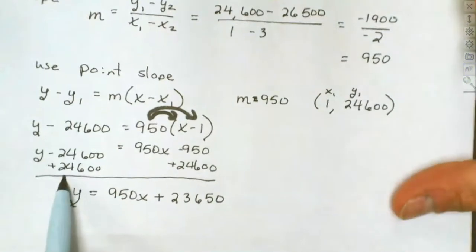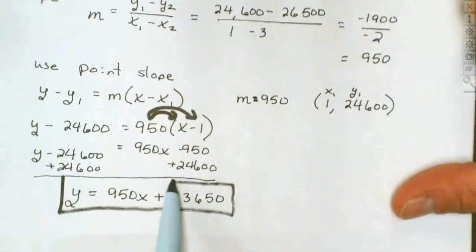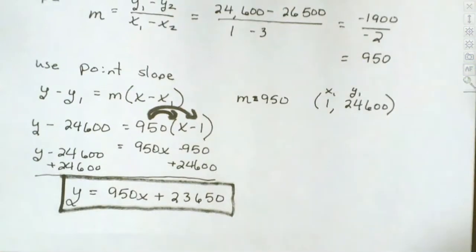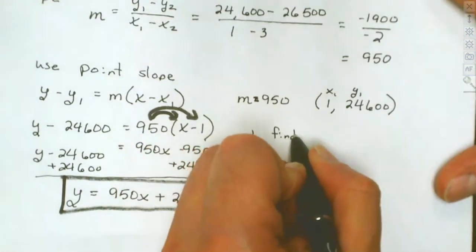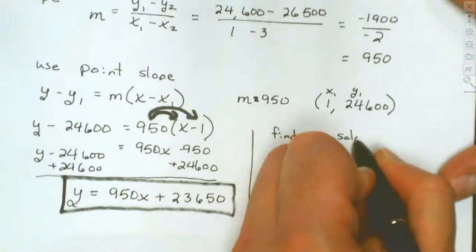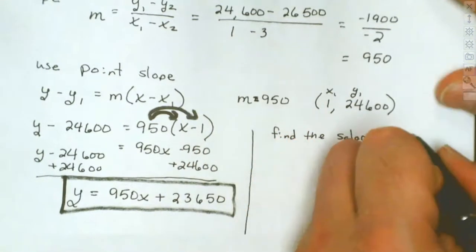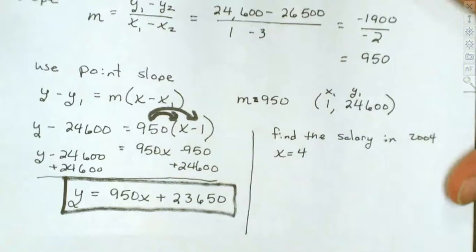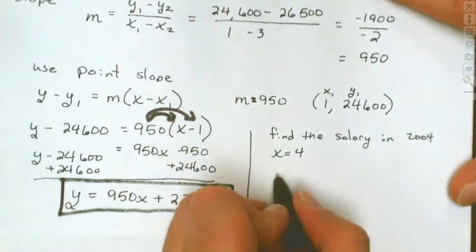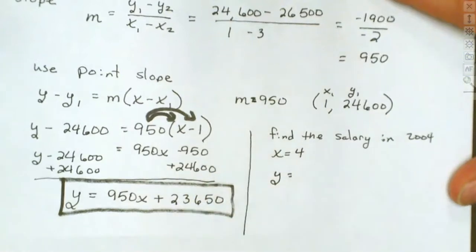Now, what else do we want? Well, we want to use this equation now to find the salary in 2004. And it's going to be a little bit different than your actual salary, because you're using this model to predict what it should be. And it's going to be pretty close. So now we want to find the salary in 2004. And so we're going to use x equals 4. We've got our equation. All we have to do is plug it in. So we're going to plug that 4 in.